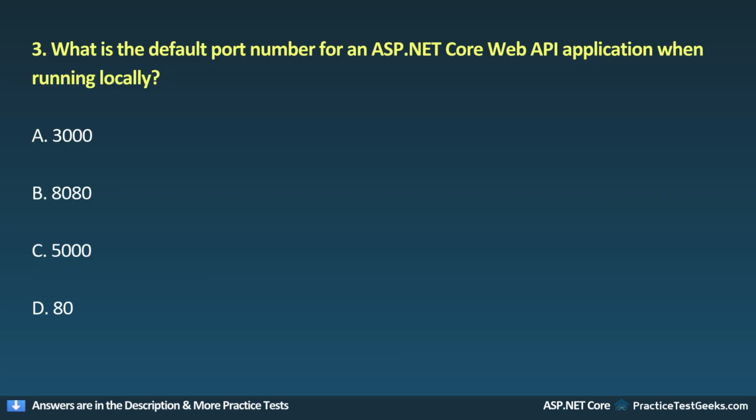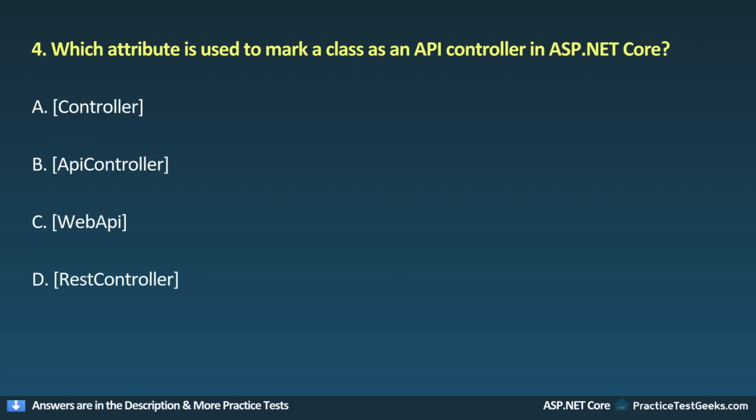3. What is the default port number for an ASP.NET Core Web API application when running locally? A. 3000. B. 8080. C. 5000. D. 80. 4. Which attribute is used to mark a class as an API controller in ASP.NET Core?